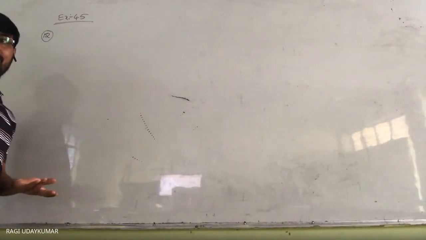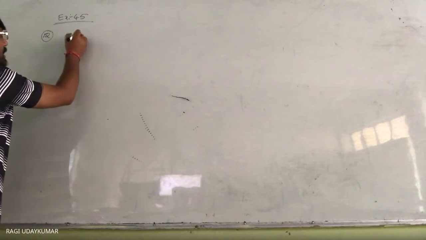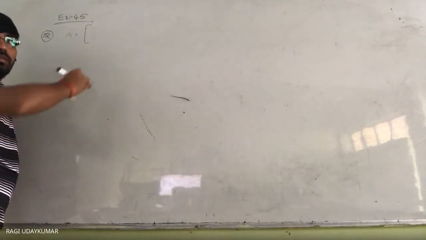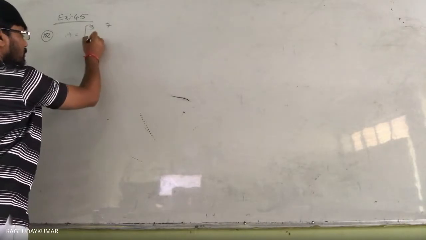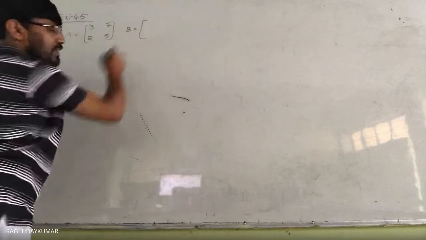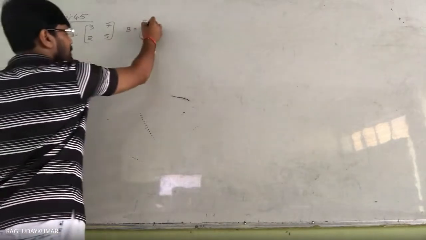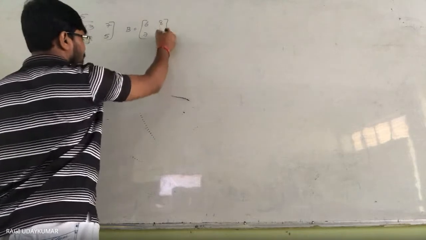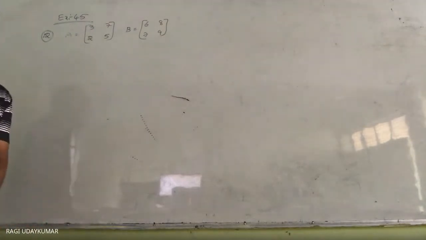Just what you need to do here, you need to multiply two matrices in this situation. A is given to you. I think you can do this problem. A is 3, 7, 2, 5. B matrix is given to you: 6, 7, 8, 9. And it asks you to prove (AB) inverse is equal to B inverse into A inverse.